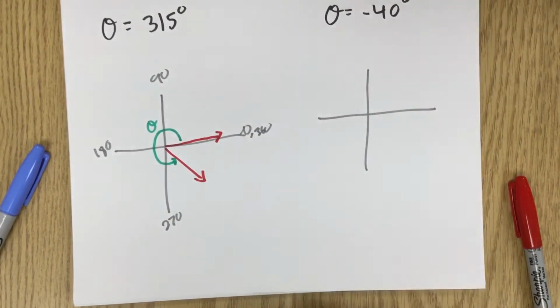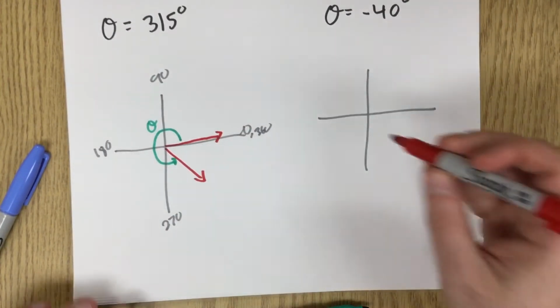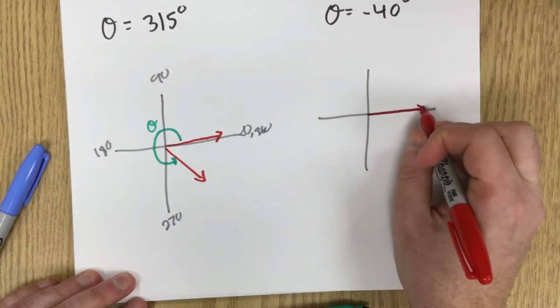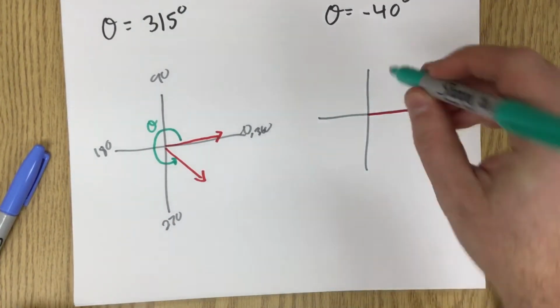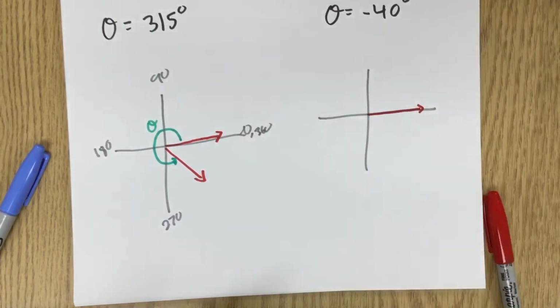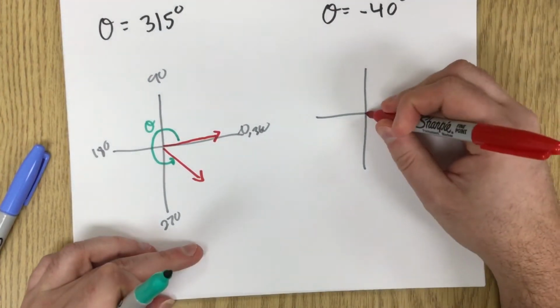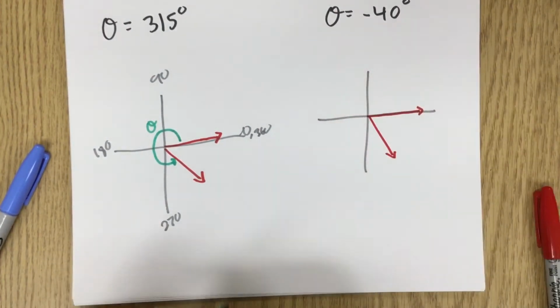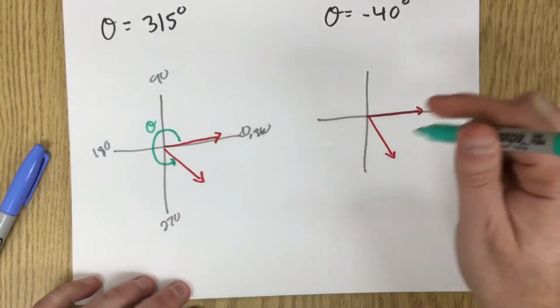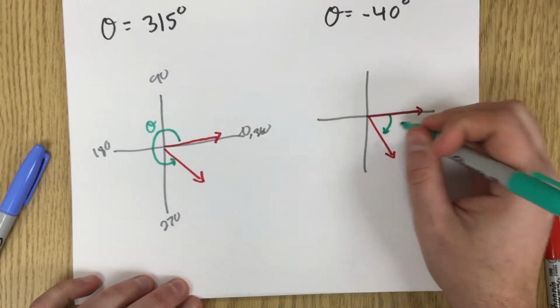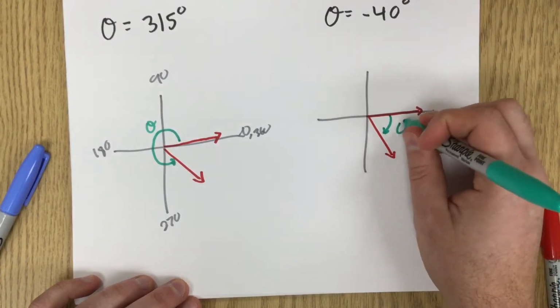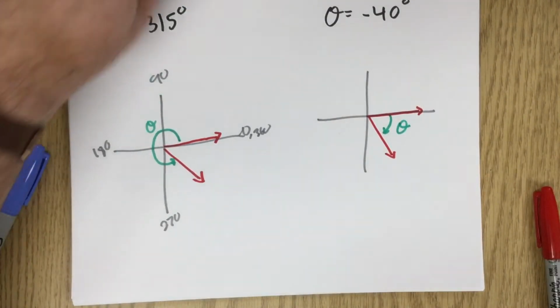We could have negative angles in standard position. The initial arm always starts off on the positive x-axis. Instead of going counterclockwise, we're going to go clockwise. And that would be a theta of negative 40 degrees.